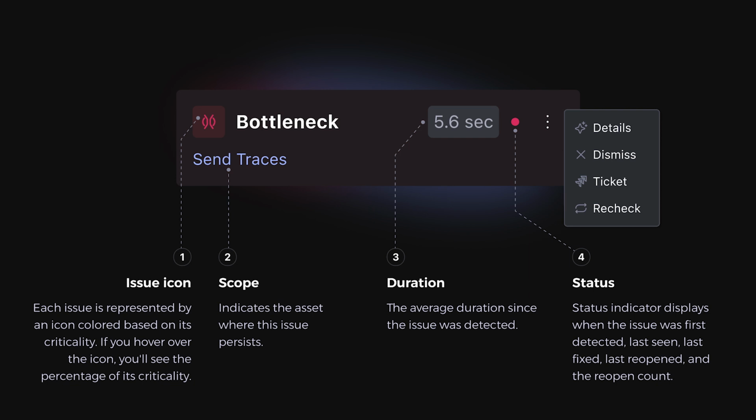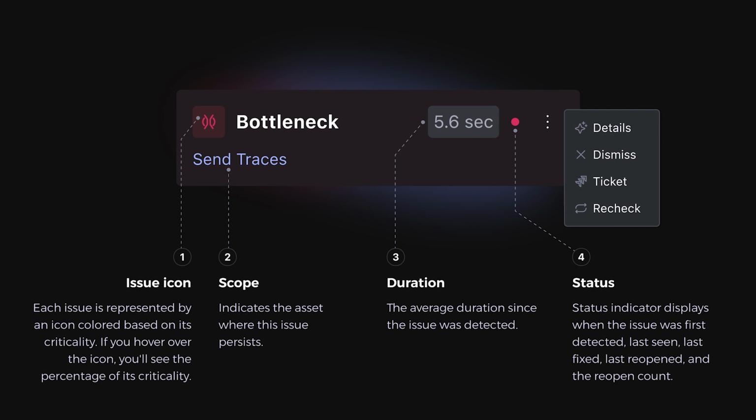So in the home view of the selected environment, you will see a simplified view of the issues. Each issue is represented by an icon colored based on its criticality. Next to the icon is the issue name and its assets. At the top right corner, you will also see the average duration of the issue detected. And near it, you will see the status indicator, and if you hover over it, you can see when the issue was first detected, when it was last seen, last fixed, last reopened, and the reopen count.